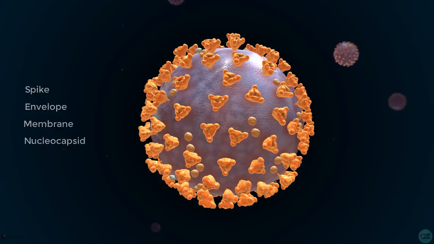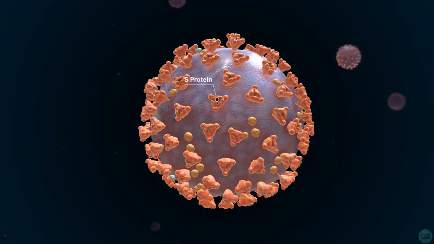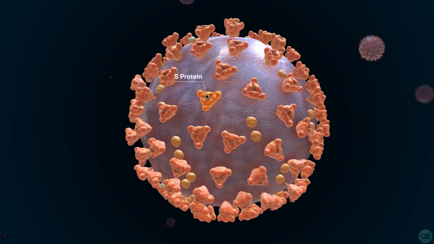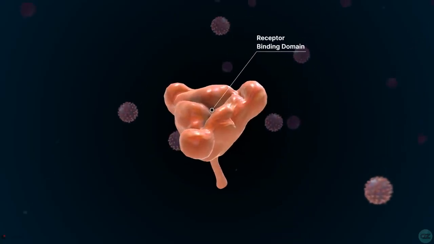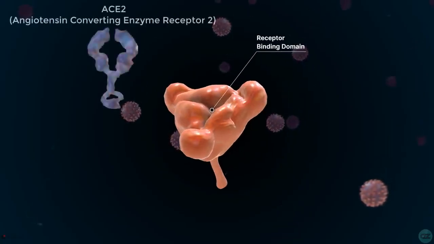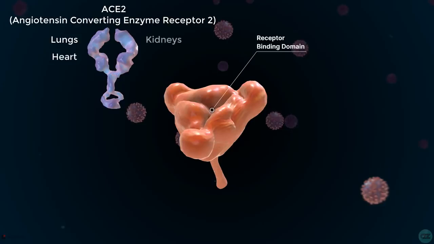Beginning with this crown-like structure, which is the S or spike protein. This protein is responsible for allowing the virus to attach to the membrane of the host cell. It contains a receptor binding domain which recognizes a specific receptor, the angiotensin converting enzyme receptor 2, which is expressed in the lungs, heart, kidneys, and intestines.